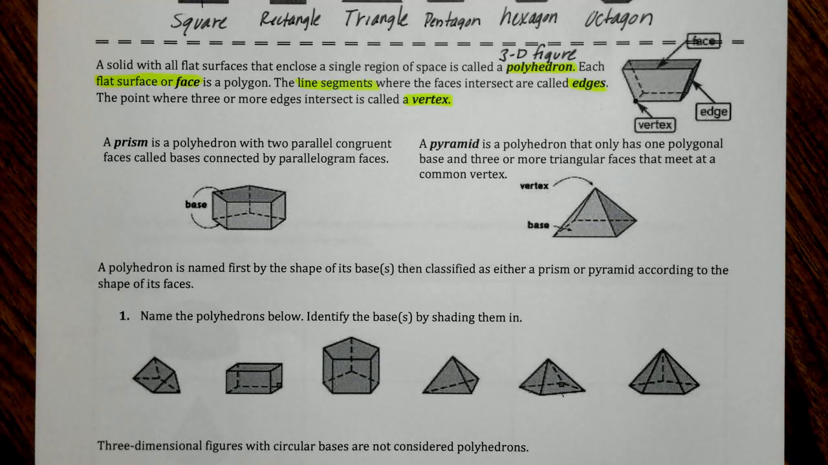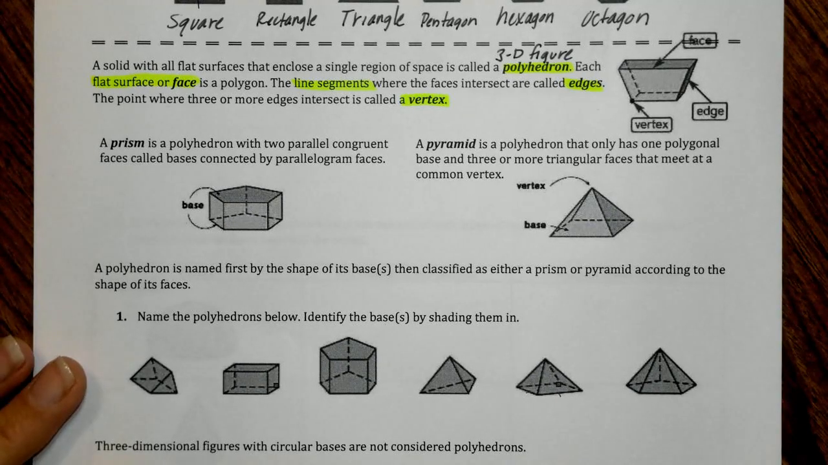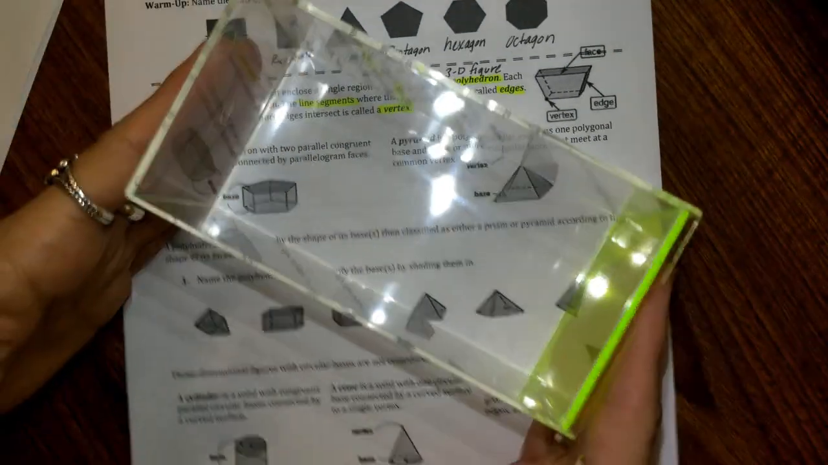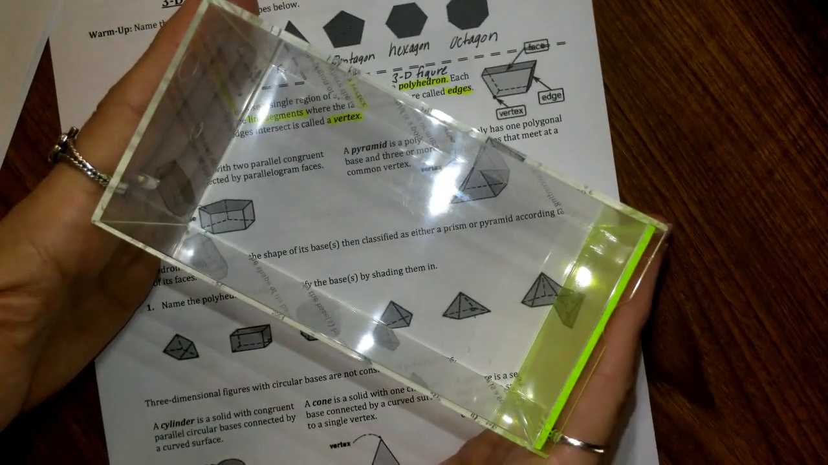Now we're going to talk about the difference between a prism and a pyramid. A prism is going to have 2 parallel congruent faces called bases. So when you have a prism here, zoom it back out, probably should have just left it zoomed out. Here we got 2 congruent parallel faces, so these will be considered bases.